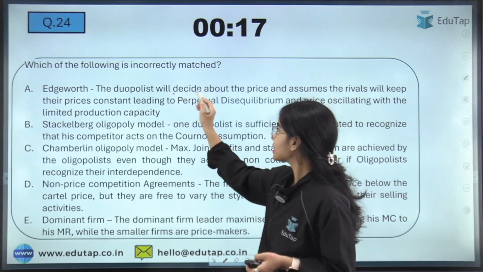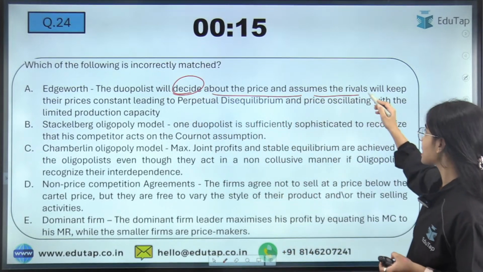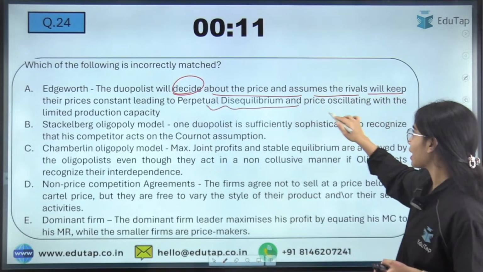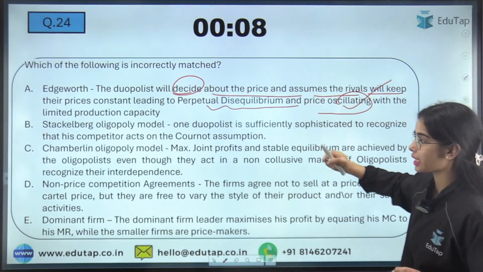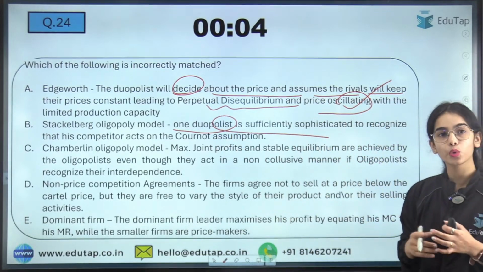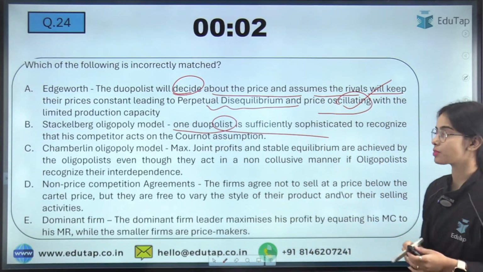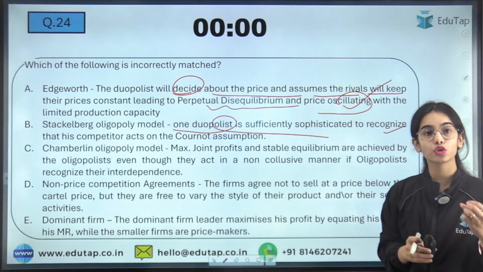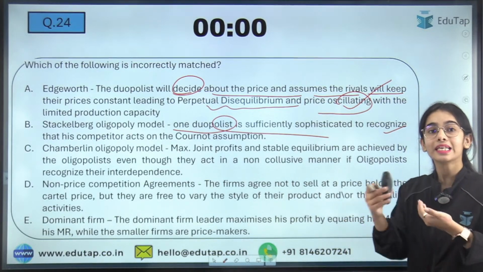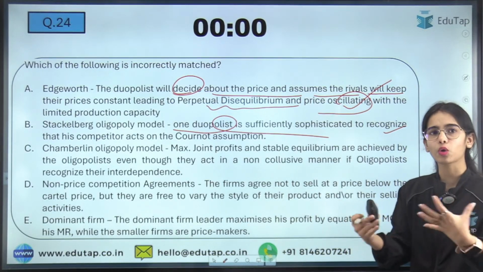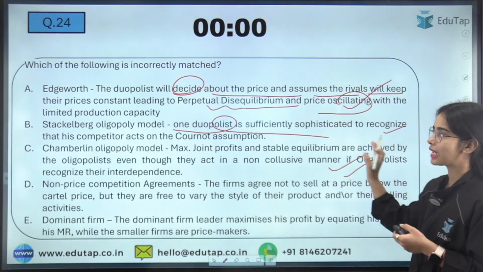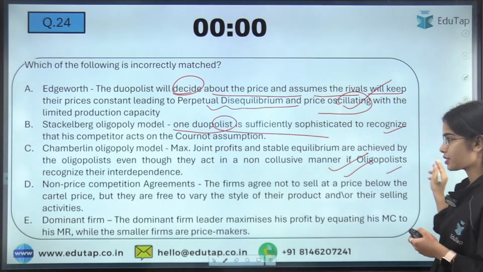Edgeworth, the duopolist, will decide about the price and assumes that the rival will keep their price constant, leading to the perpetual disequilibrium and price oscillation. Absolutely correct. Stackelberg, one duopolist is sufficiently sophisticated and he knows that the other firm is working in the Cournot assumption. Correct. Chamberlain has assumed that you can achieve the maximum joint profits if you recognize that there is the interdependence between the firms. Even if you are not making any cartel or something, still if you recognize your interdependence, you can achieve the maximum joint profits. That is also correct.